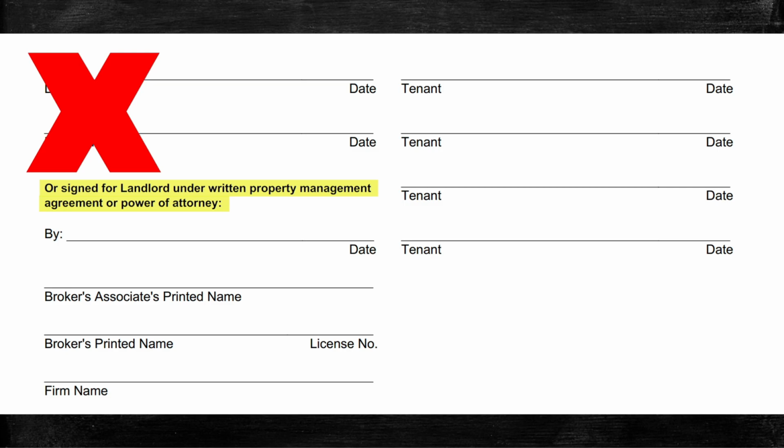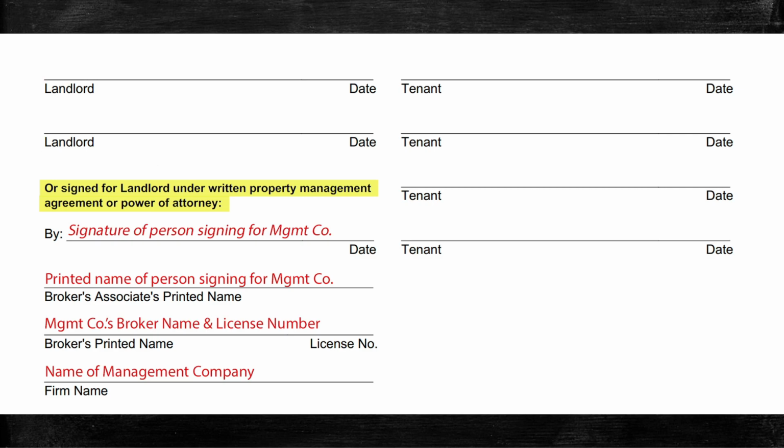And then for getting the lease agreement signed by the management company, here are the things that we're going to see in these blanks. Where it says by, then we're going to need the signature of the person signing for the management company, along with a date. We're going to need the broker's associate's printed name. Notice this does not say broker associate. It says broker's associate's name. That means the agent's name. Whoever the associate agent is for that broker is going to sign their name right there.